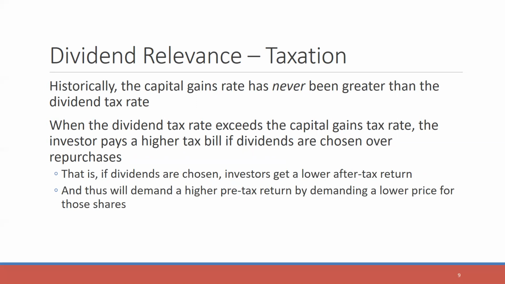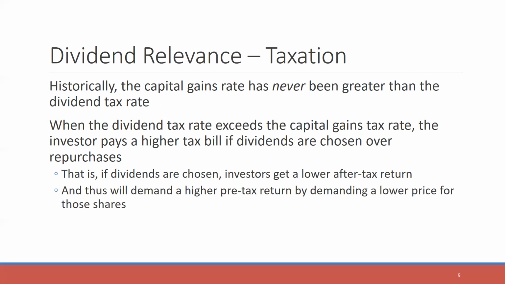When the dividend tax rate exceeds the capital gains tax rate, the investor pays a higher tax bill if dividends are chosen over repurchases. And again, that should make intuitive sense. That is, if dividends are chosen, investors get a lower after-tax return and thus will demand a higher pre-tax return by demanding a lower price for those shares.